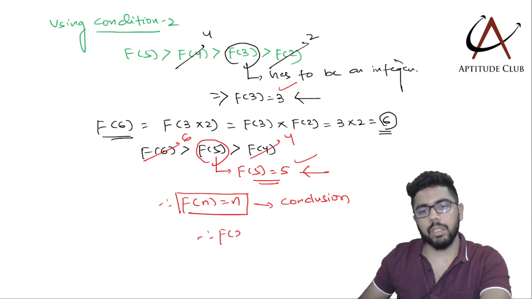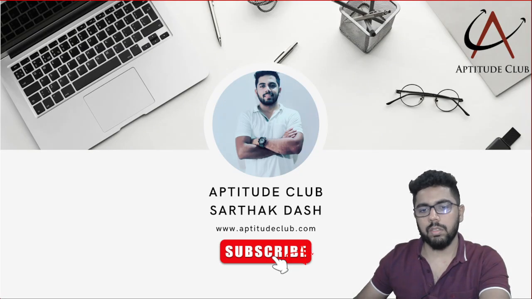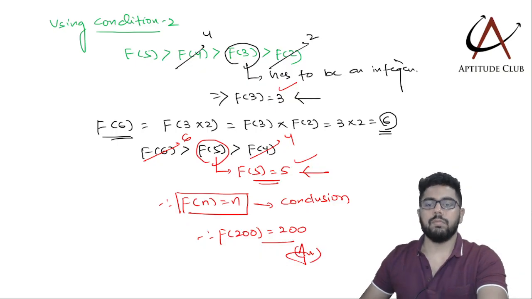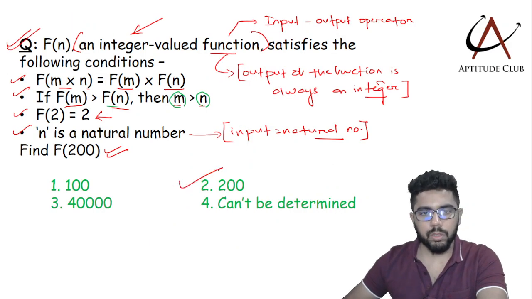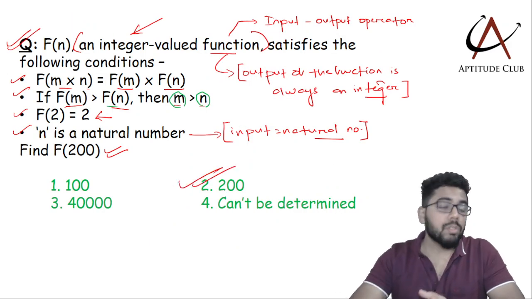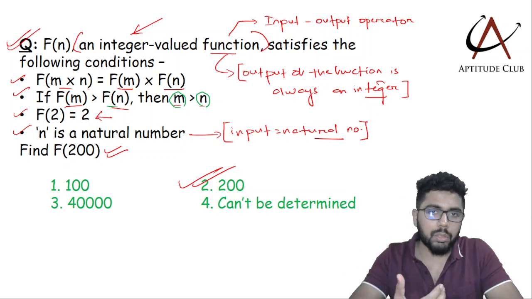Hence f of 200 is equal to 200. This is my answer. F of 200 will be equal to option 2. So not that difficult, but yeah, it is about how we think on the question.